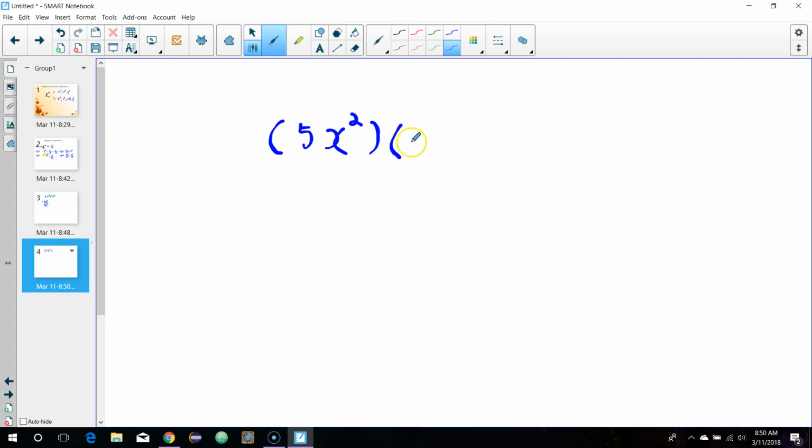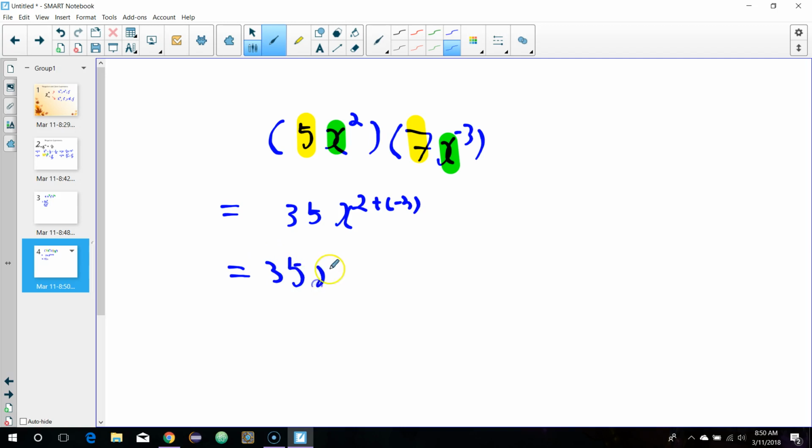And then the other item is going to be 7 x to the power of, let's say, negative 3. Okay, that's the question. They give you this question and you are going to do the same thing like we did. The numbers are going to go together, so the 5 and the 7, we multiply them together, you get 35. And then your x item, because they have the same base, they're going to go together, so x, and when you're multiplying, it's just 2 plus a negative 3. That turns into 35 x to the power of 2 minus 3, then 35 x to the power of negative 1.